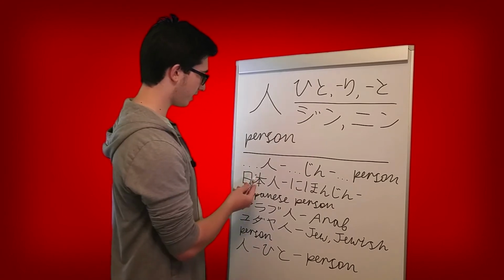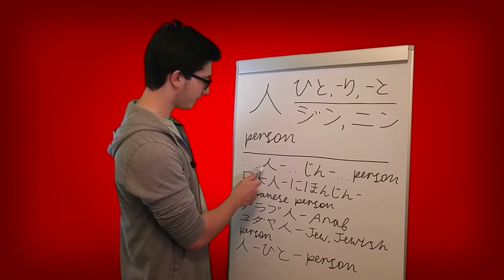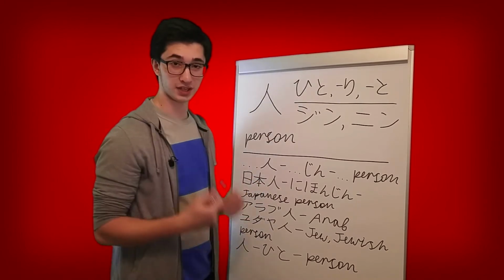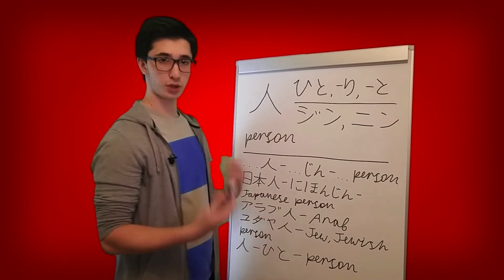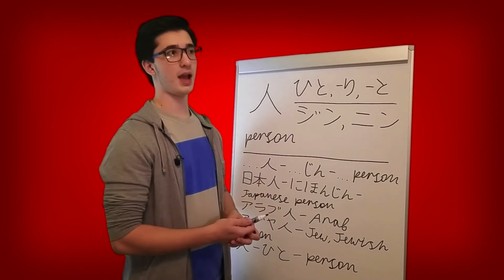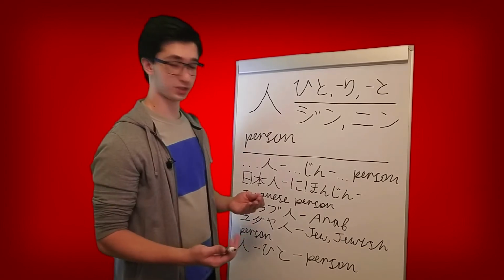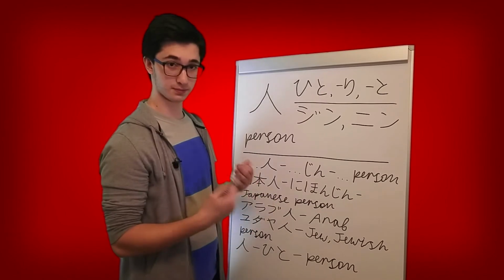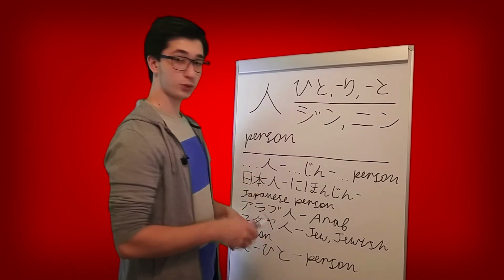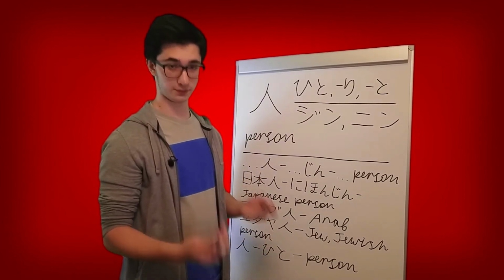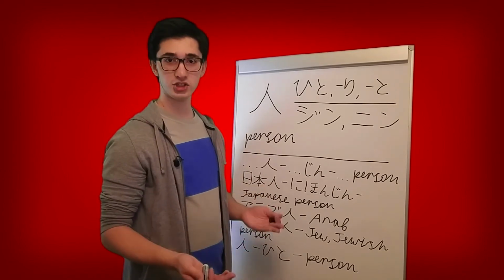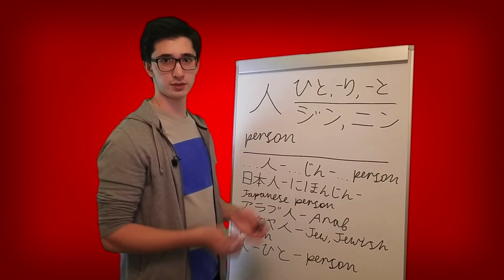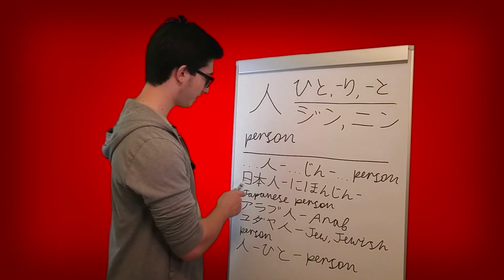So the first one is a word ending in jin, and the part in the beginning is supposed to be a country name. Like you can have Furansu, that means France, and to have a French person, right? So something ending with jin means a person of a nationality. So Furansujin is French, a French person. For example, Italiajin is an Italian person, Spainjin is a Spanish person, so it should be very easy to remember.